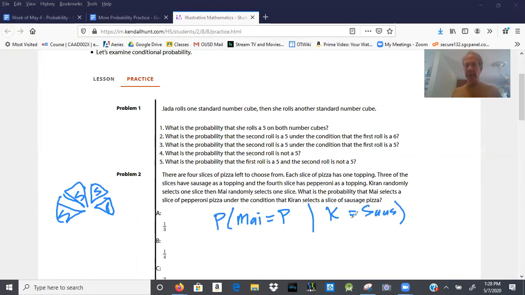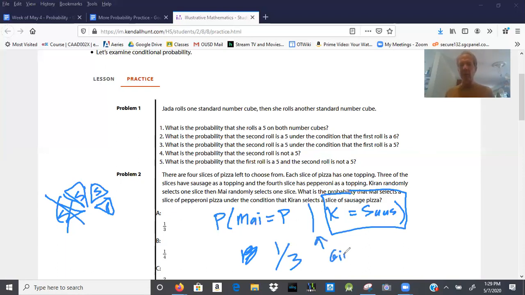And so if Karen got a sausage, we've got 1 less sausage out here because we're saying this definitely happened. Then the probability is just, let's see, we're looking for pepperoni, right? 1 out of 3 because the sample space is changed. And that's what this thing does. The given thing just says, okay, you need to reconsider what your sample space is because something else is happening.